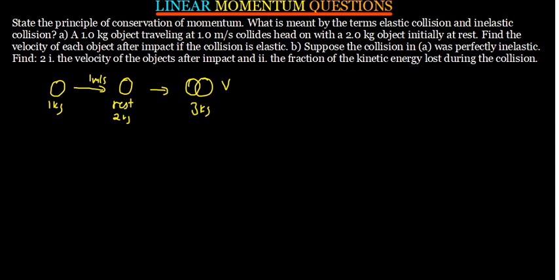So from conservation of momentum again, m1 u1 plus m2 u2 is going to be, now they've got a combined mass and a combined velocity. m1 is 1, velocity is 1, the other one is at rest.